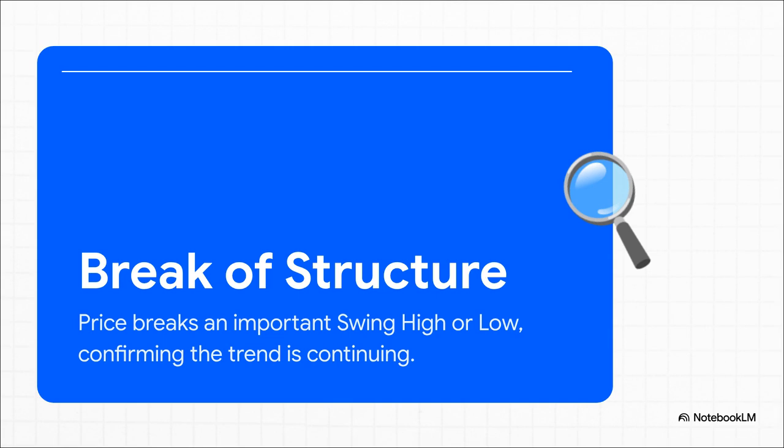A break of structure, or BOS. This happens when price breaks an important swing high or swing low. Now, why does this matter so much? Because a BOS confirms that the existing trend is continuing. If an uptrend creates a new higher high by breaking the previous swing high, well, that bullish break of structure proves the current trend still has serious strength behind it.